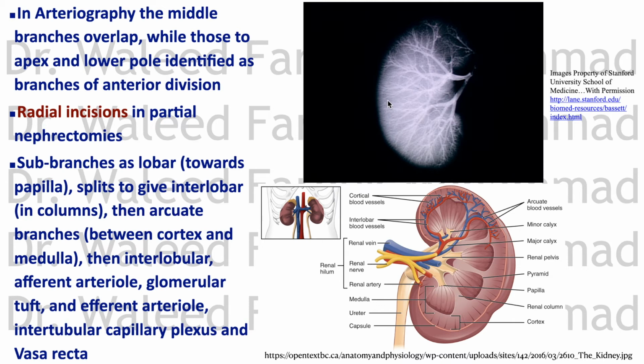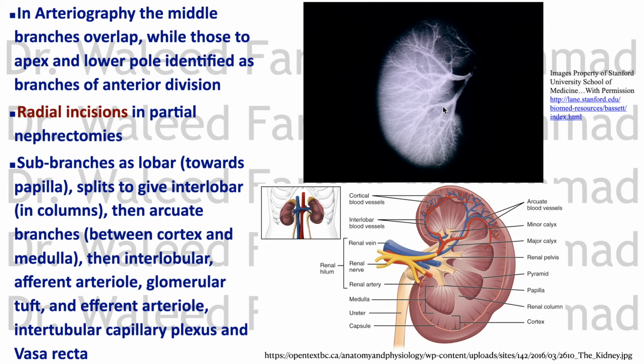arteriography of the kidney. Now, because of this radial pattern of supply, if you're doing a partial nephrectomy, you should perform radial incisions rather than horizontal or longitudinal incisions to excise part of the kidney.